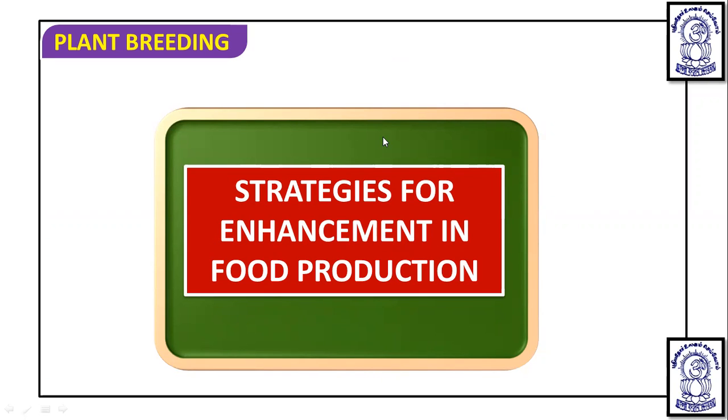Dear students, we are in continuation of the plant breeding part of this chapter, that is strategies for enhancement in food production. In plant breeding, what is the technique? How is plant breeding done? There are some related things with that, that is the green revolution and semi-dwarf varieties. All that we have discussed in the previous lecture.